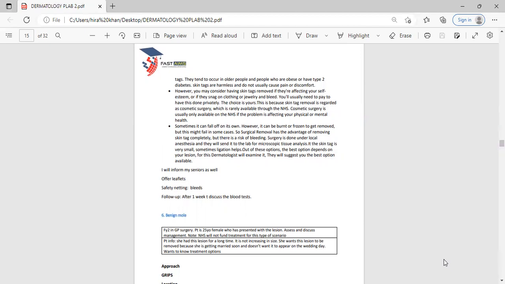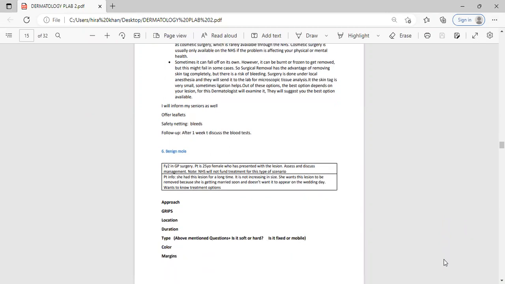Now, one thing more here that I have missed: you have to mention that please do not try to remove it on your own, because otherwise you might develop serious bleeding. That is actually a bit of an important point here, so you have to mention that as well.